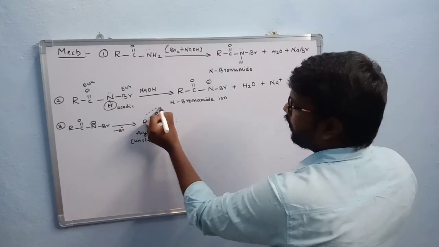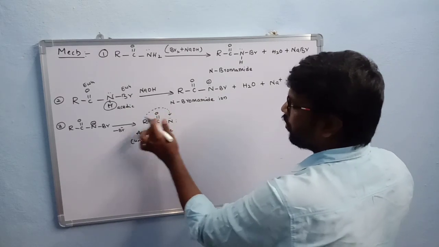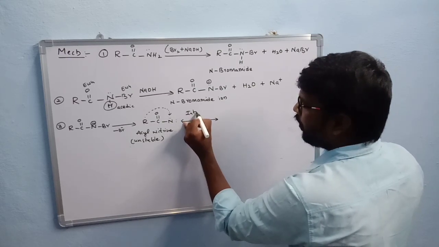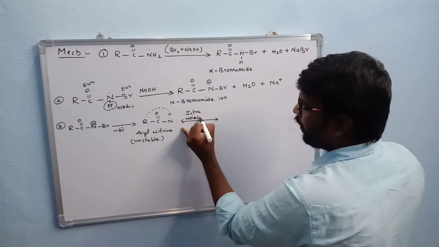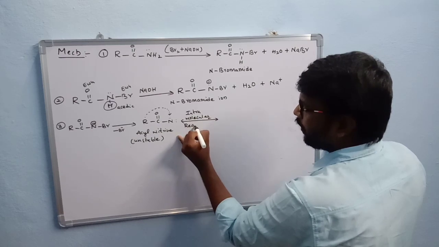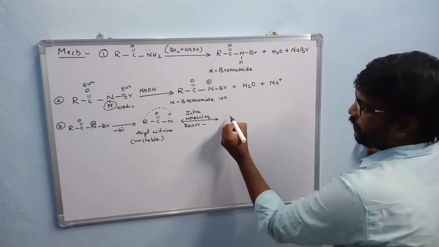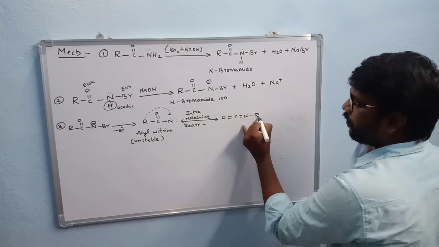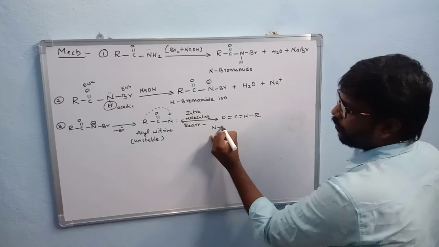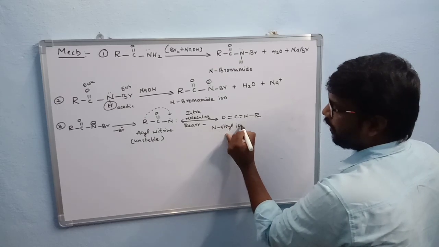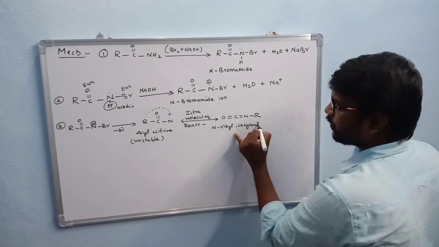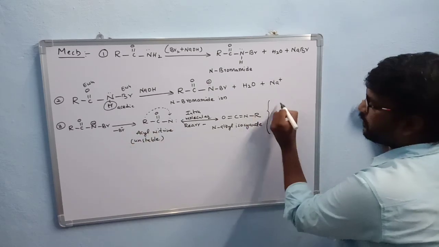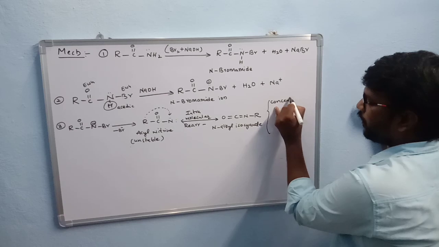That's why rearrangement takes place. The R group is added to nitrogen. It is called intramolecular rearrangement. So we get O double bond C double bond N R. Now the name of this compound is N-alkyl isocyanate. So in this rearrangement N-alkyl isocyanate is formed, and this third step is a concerted step.